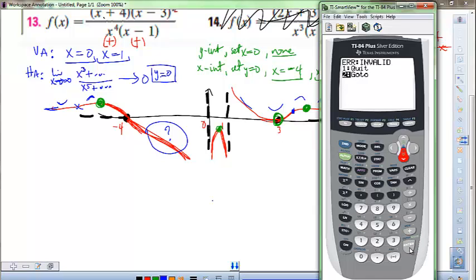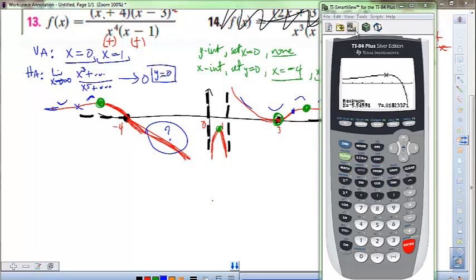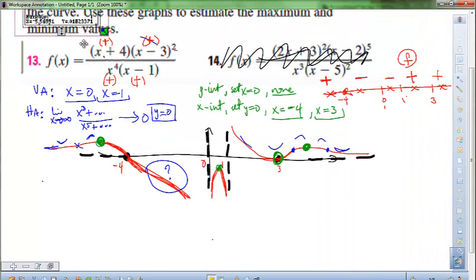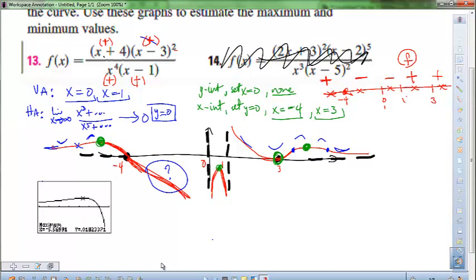Whoops. Right bound, I'm sorry, it should be -4. Enter. And then a guess, you can just use this as your guess, or you can move a little bit to the left if you want. Just press enter there, and then we'll get the maximum value. So here's our first maximum value identified. So that happens up here.